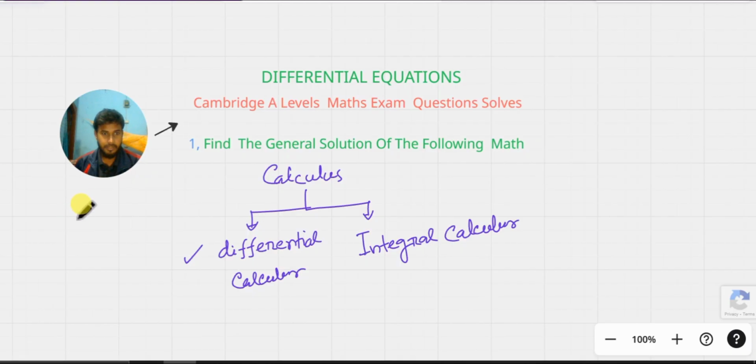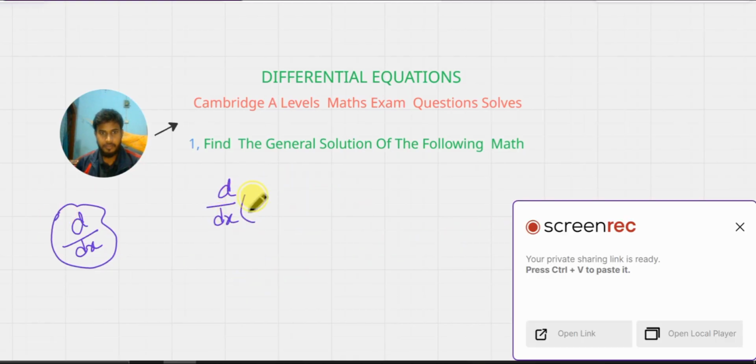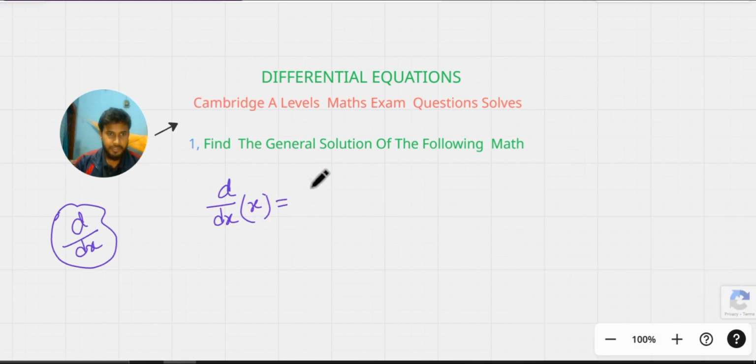In differential calculus, we use this operator d dx. It is an important operator of differential calculus. d dx of x: if we differentiate this function x, we will get output 1. Similarly, if we differentiate d dx of x to the power n, we will get n into x to the power n minus 1.